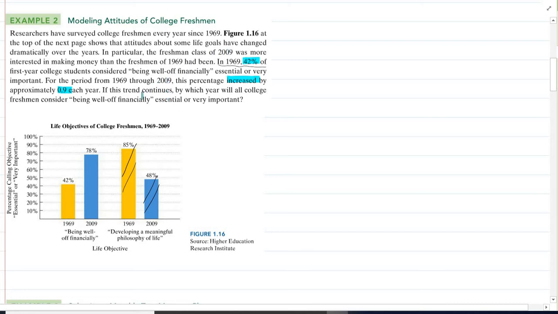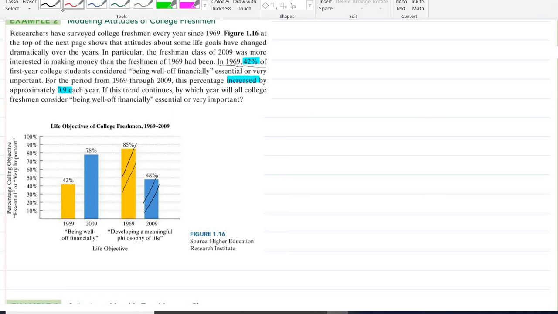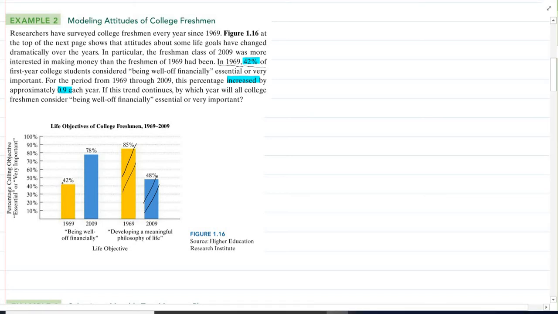Okay? So the question is, by which year will all freshmen consider being well off financially? So this is going to continue, alright? This graph is going to continue. So here we have 42, and then here we have 78. Basically, eventually, somehow, somewhere, from this we're going to continue, and eventually we're going to reach this 1%. So that is what the question is asking you.